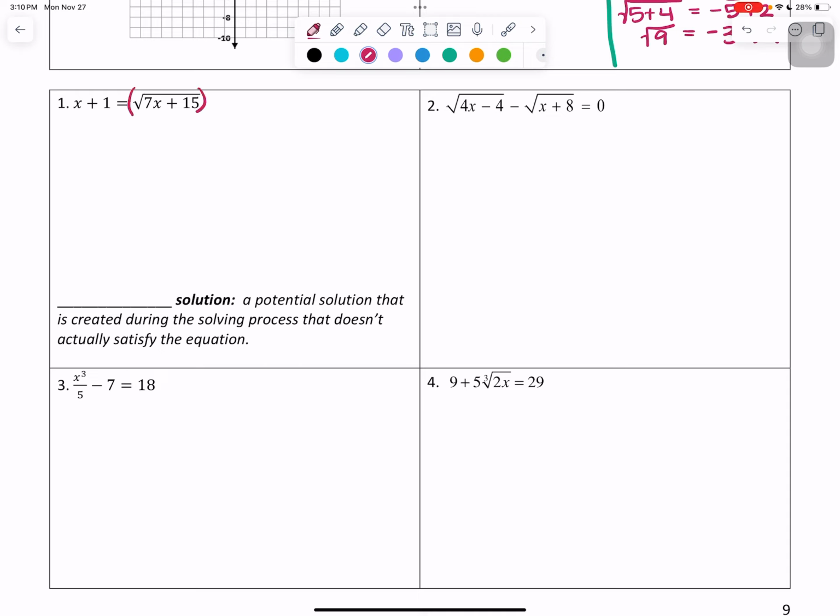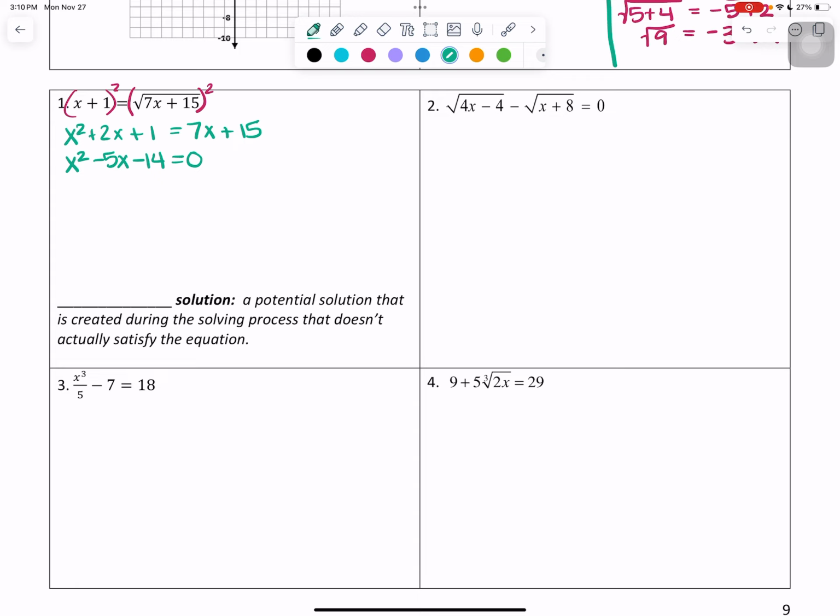So in this first one, it already is. So that means I'm going to square both sides. Okay, so I get x squared plus 2x plus 1 equals 7x plus 15. All right, I'm going to get it all to one side. So I'm going to subtract the 7x and the 15. So I get x squared, that would be a minus 5x, minus 5x and then minus 14 equals 0.